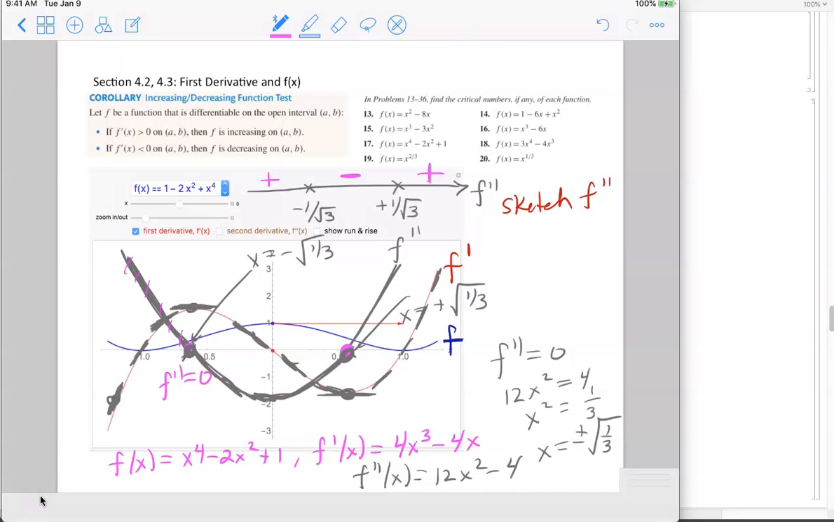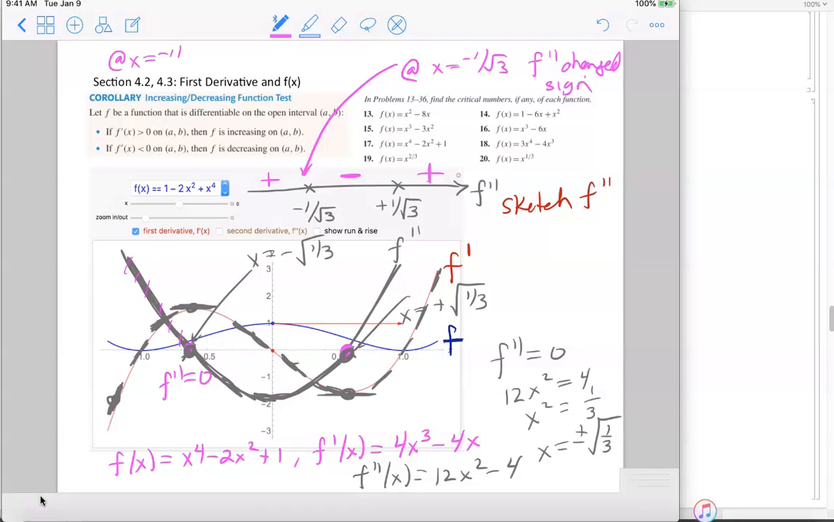Okay, so what we have here is the fact that at x equal to negative 1 over square root of 3, the second derivative changed sign. And because the second derivative changed sign, that is what we call an inflection point. So at x equal to negative 1 over square root of 3, we have an inflection point because the second derivative changed sign. There is also an inflection point at positive 1 over square root of 3, and that is because the second derivative changed sign from negative to positive. So you also have an inflection point at positive and negative 1 over square root of 3. And you can see the inflection points from the sign line of the second derivative.